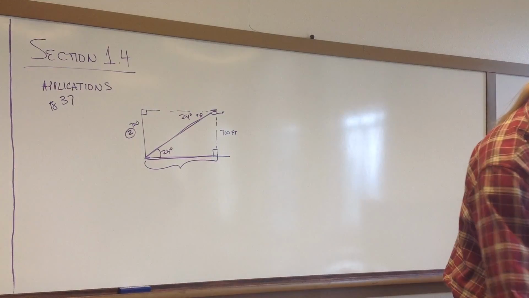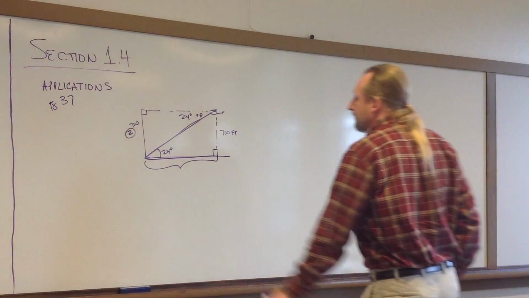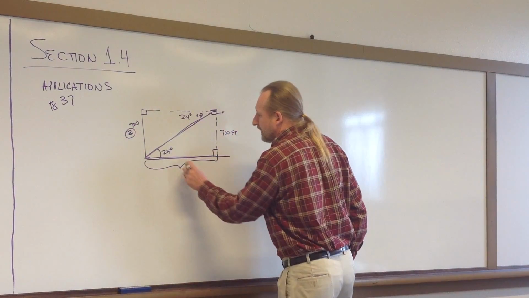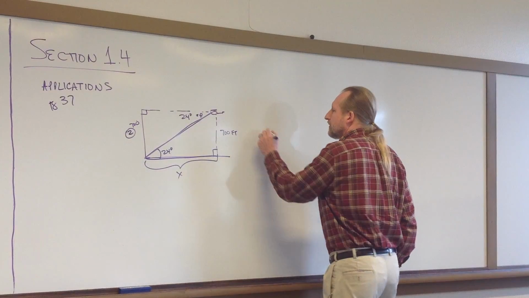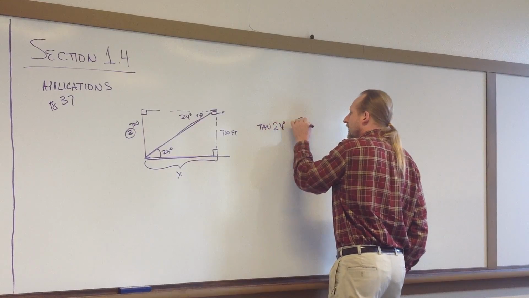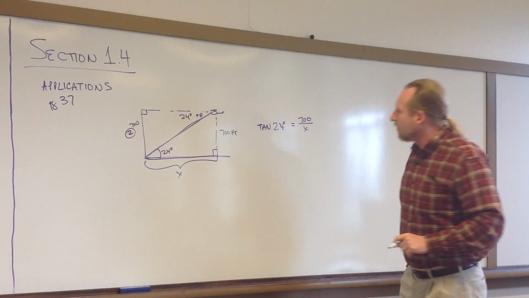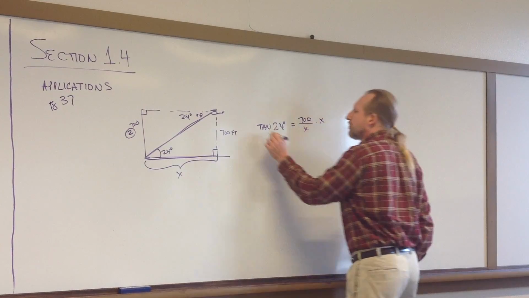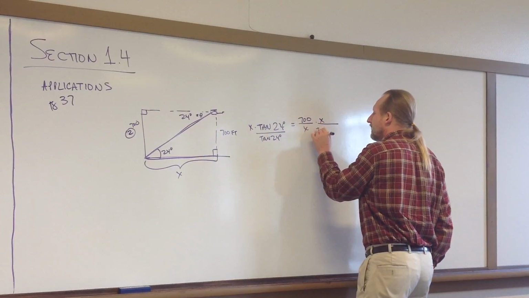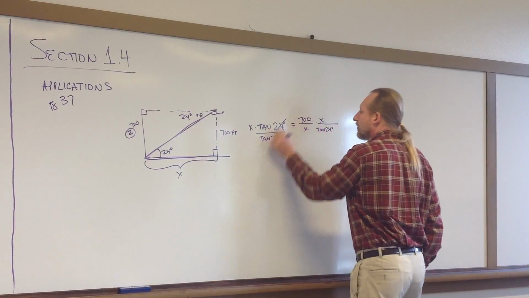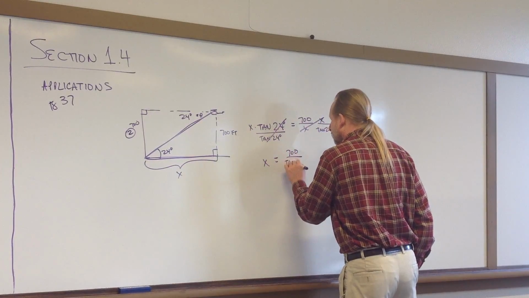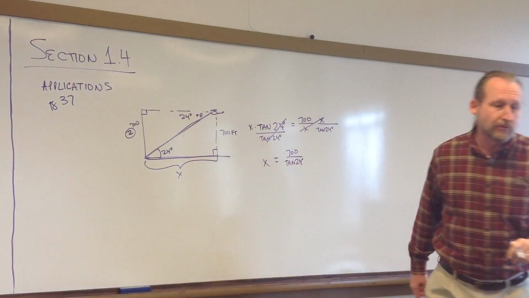Okay. Well, if this is our angle, then we've got the side opposite and we're interested in the side adjacent. That says tangent to me. Tangent 24 degrees then is going to be 700 over x. So we can multiply on both sides by x and divide on both sides by the tangent of 24 degrees. And so x is going to be 700 divided by the tangent of 24 degrees.